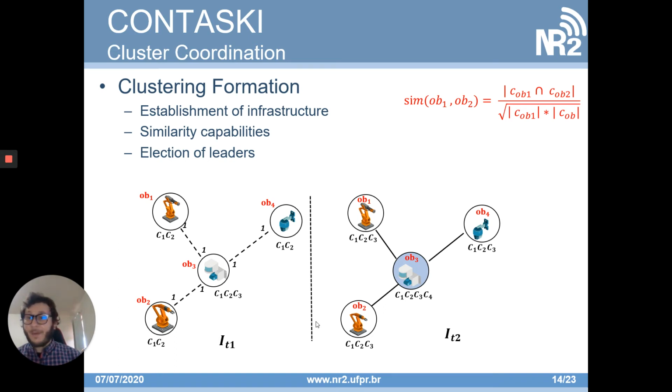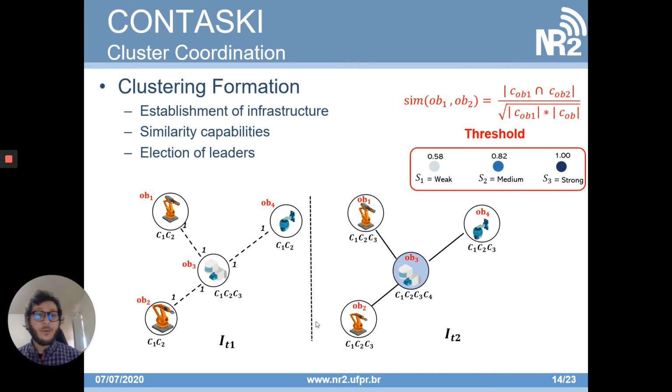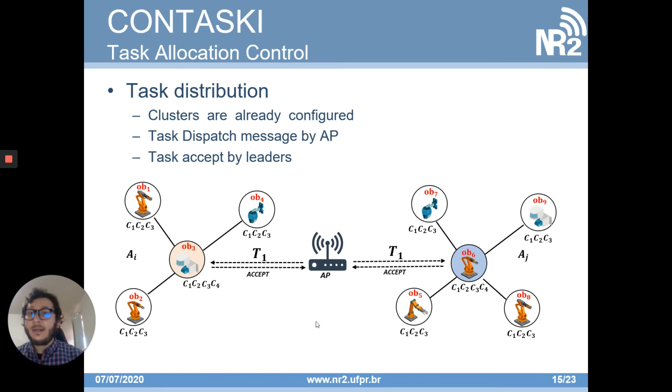So we consider some equations to form this infrastructure. We consider the capability each object has and the number of neighbors each node has, and we compare against a threshold created to evaluate the similarity between capabilities of each node. Then, after the infrastructure is ready, we can disseminate tasks among all the objects in the network.